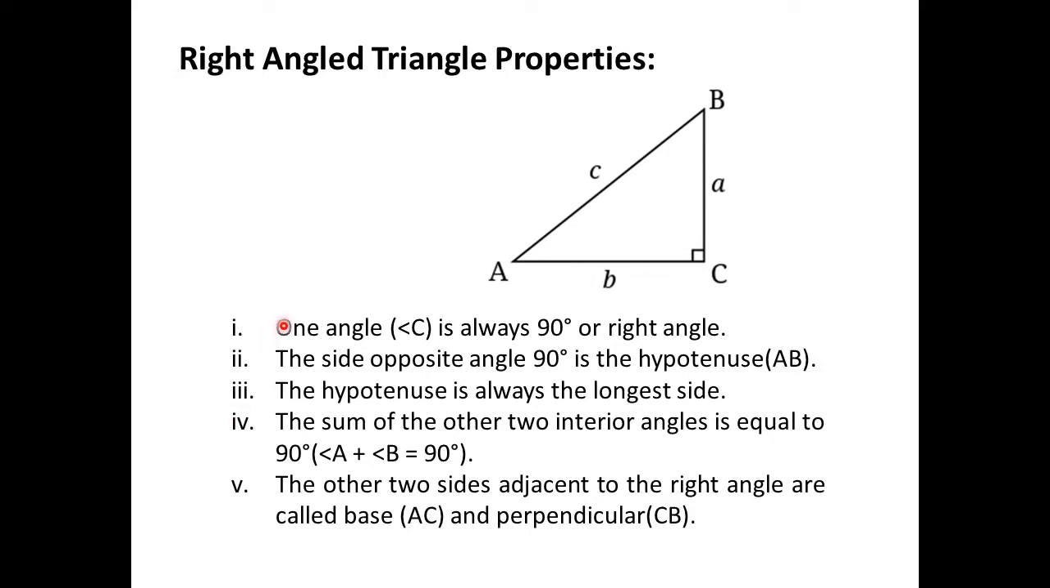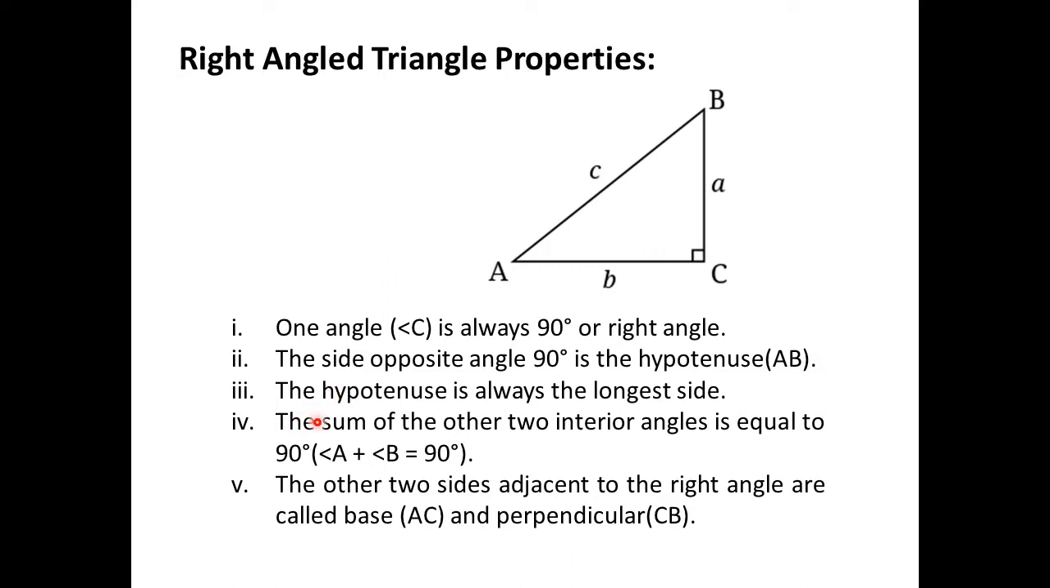Number 1, one angle should be 90 degrees, and here you can see in the figure angle C is 90 degrees. Number 2, the side opposite to the 90 degree angle is called the hypotenuse. In the figure, the side opposite to the right angle is AB. So AB is the hypotenuse in this figure. Number 3, the hypotenuse is always the longest side. So AB will be the longest side in this triangle.